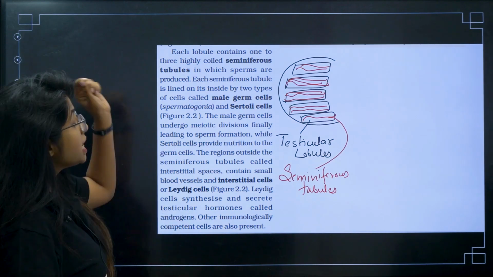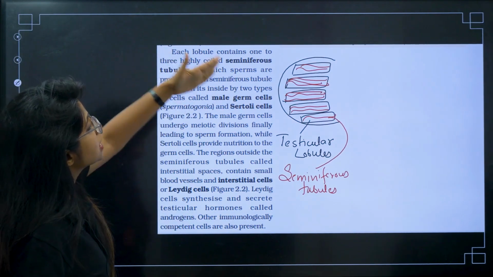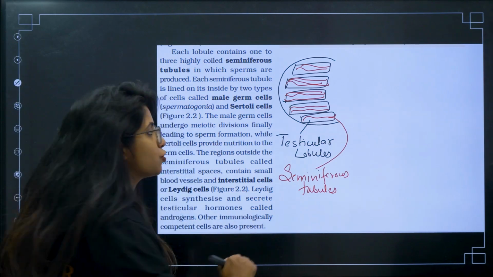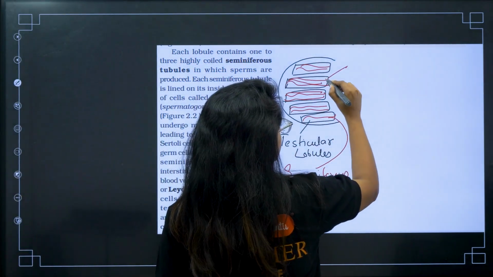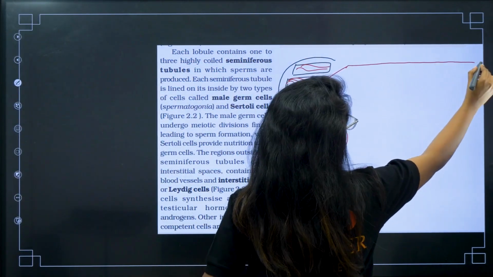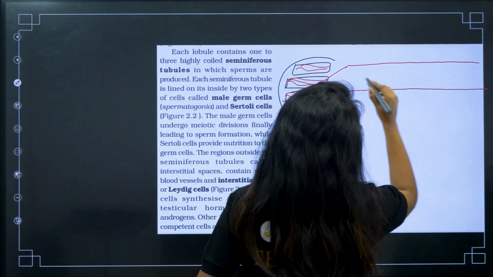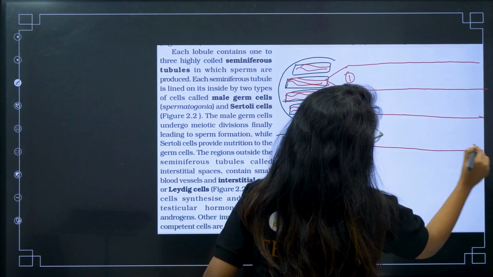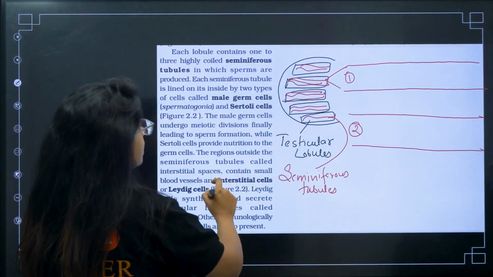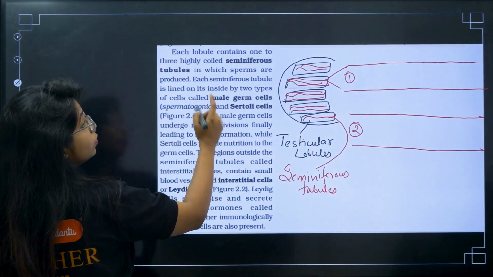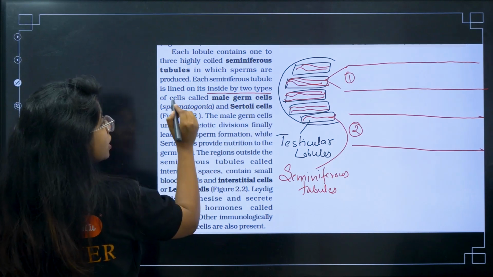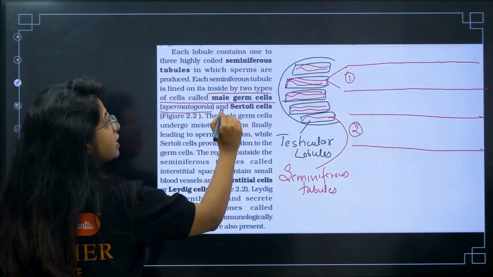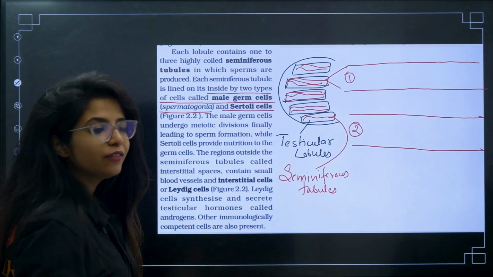Okay, now each seminiferous tubule is lined on its inside by two types of cells. Now they are asking you to zoom in on one seminiferous tubule. So let's zoom in on one seminiferous tubule. So this is a red thing. I'm just going to make it like this. So this is one seminiferous tubule, and this is going to be the next seminiferous tubule, and they are saying that each seminiferous tubule is lined on its inside by two types of cells called male germ cells, spermatogonia, and Sertoli cells. So are you ready for the battle?